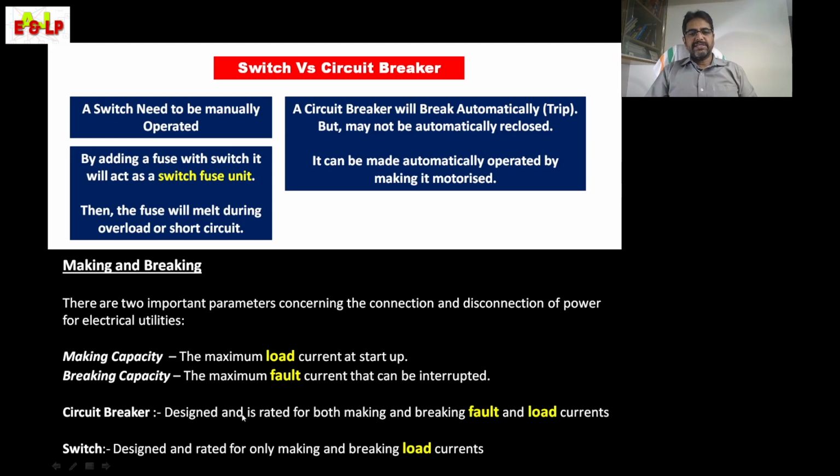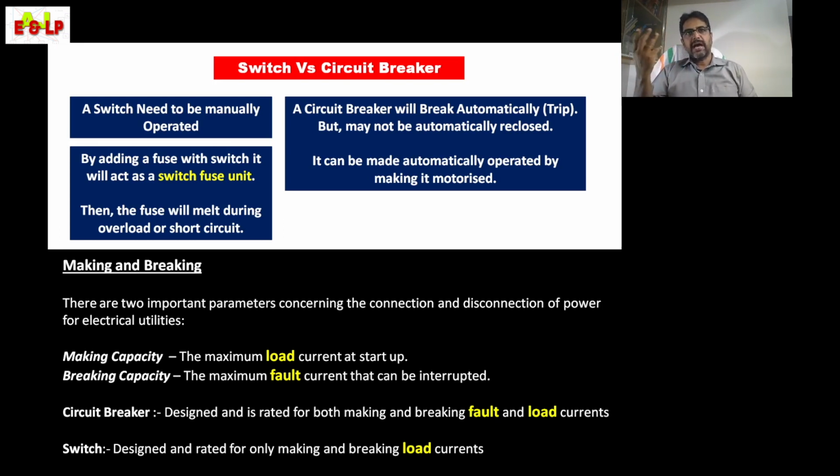A circuit breaker is designed and rated for both making and breaking fault and load currents. A switch is designed and rated for only making and breaking load currents. Means a switch is rated for making load currents and breaking load currents. A switch can be used to break the load current, but not to break the abnormal current.